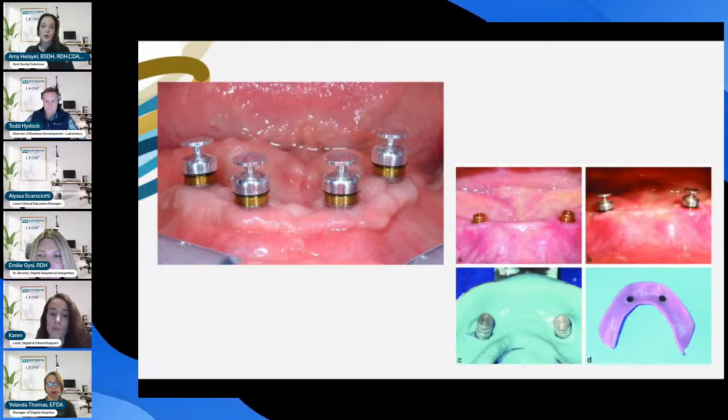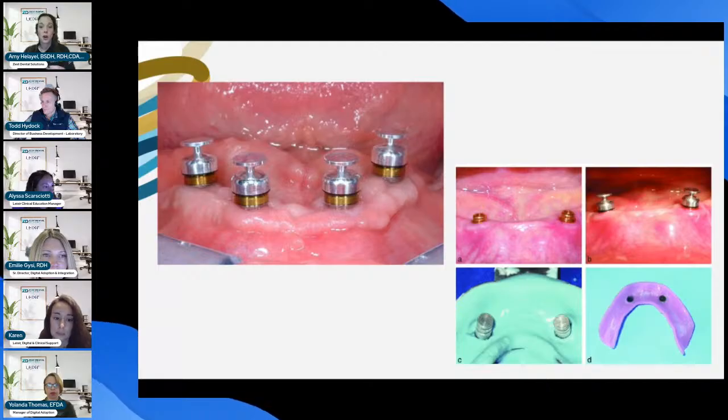As you see in that lower right-hand corner picture, box A shows the locator buttons, and B shows the impression copings on. Then as you move through and take the analog impression with the PVS, our laboratory analogs are placed, and the laboratory will move forward fabricating the overdenture or the locator fixed prosthesis via an analog workflow. So this was just a little review showing that, again, we do have the capabilities.